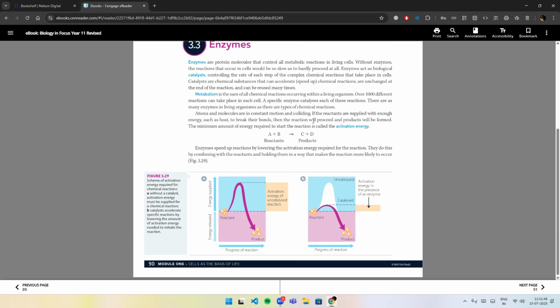The minimum amount of energy required to start the reaction is called the activation energy. Enzymes speed up the reactions by lowering the activation energy required for the reaction. They do this by combining with the reactants and holding them in a way that makes the reaction more likely to occur.